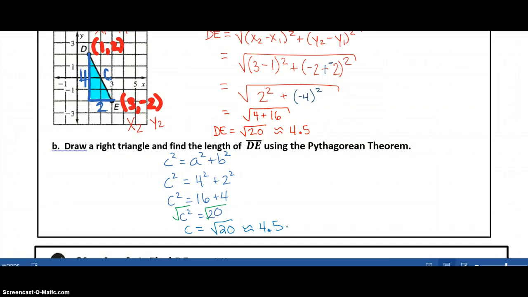So the big question is, can I leave it the square root of 20, or do I have to give 4.5? And that really just depends on the directions. If they tell you to leave it in radical form, you need to leave it in the square root of 20. Or if they say leave an exact answer, you leave it the square root of 20. But if they say to round to the nearest tenth, that means round to 1 decimal place, so you would type it into your calculator and round to 4.5.